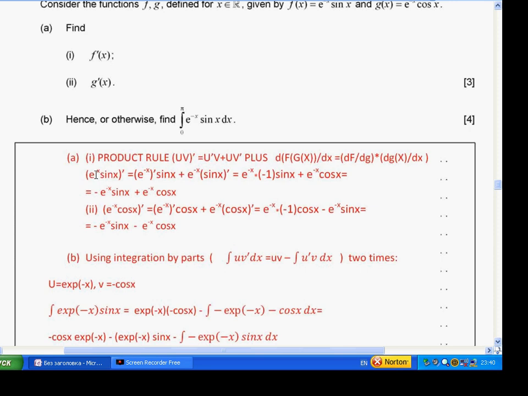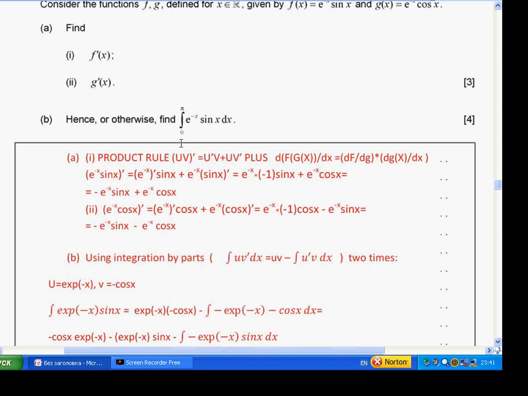So let's consider the first function, e to the minus x sine x. First the derivative of the first term times the second term, then the first term times the derivative of the second term. To find the derivative of e to the minus x, it is e to the minus x times the derivative of minus x, which is minus 1. The sine derivative is cosine, so we have a simple formula. The same story is with the second function.